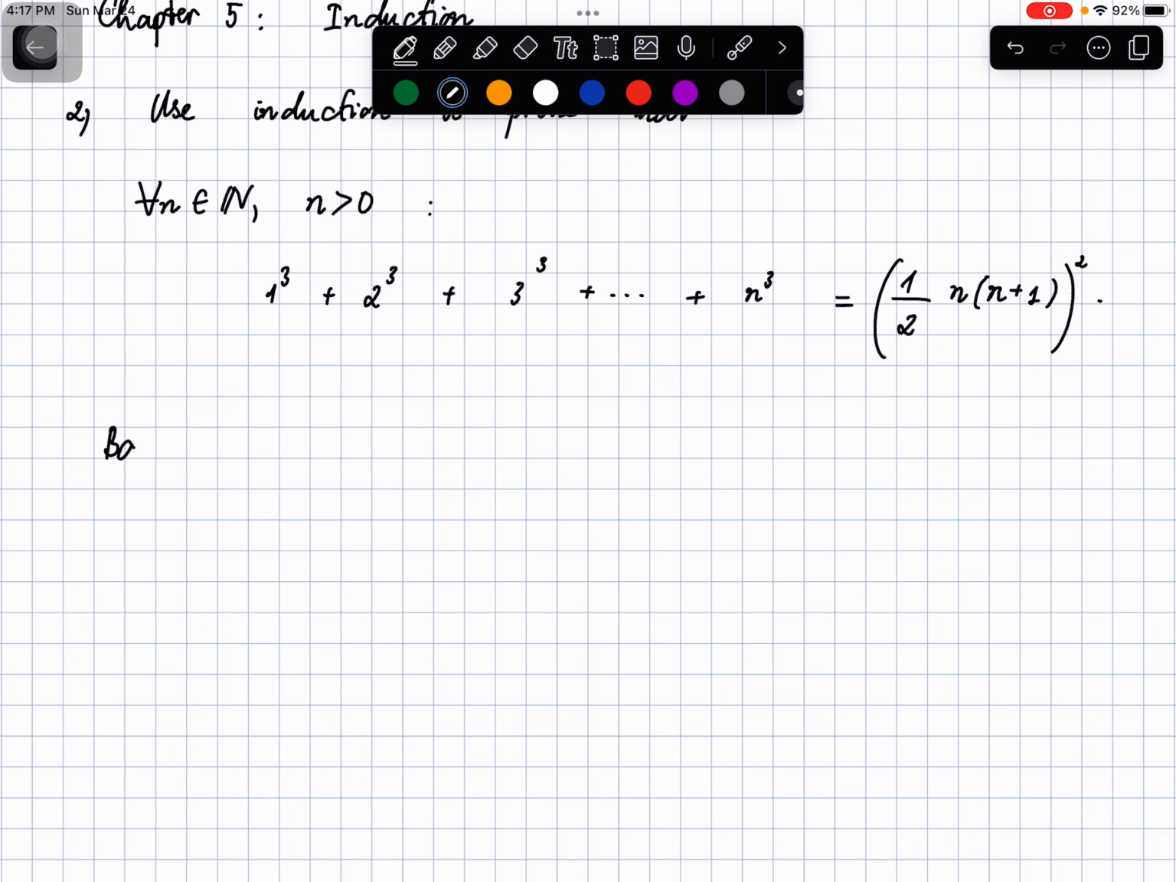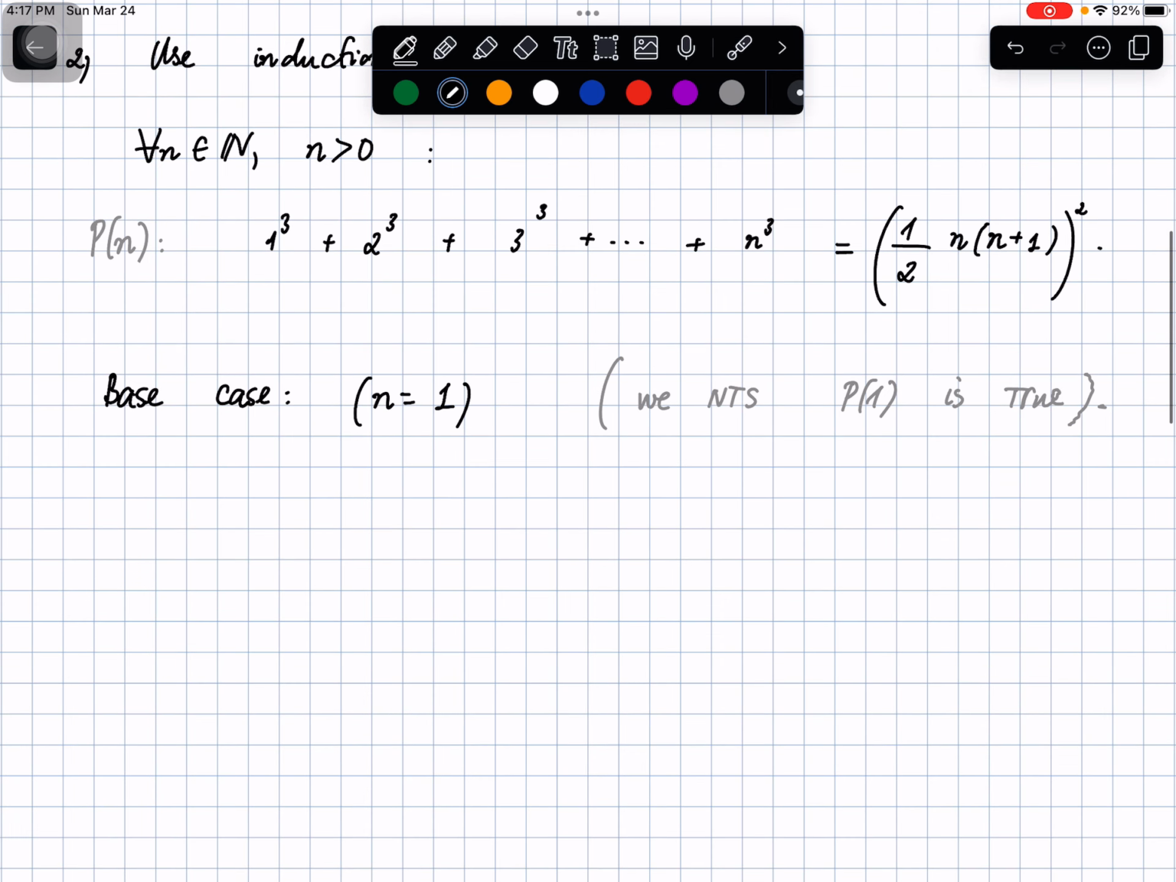Base case. This is the smallest n, so n equal to 1. So this is our p of n, right? We need to prove that p of 1 is true. So what does that mean? What is p of 1? P of 1 is you go until you reach 1. So n equal to 1, so we stop right here.